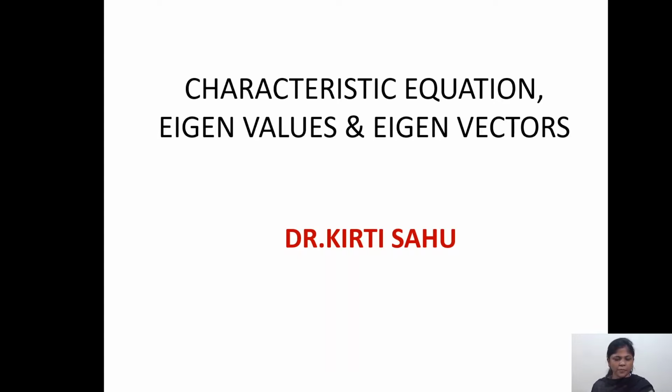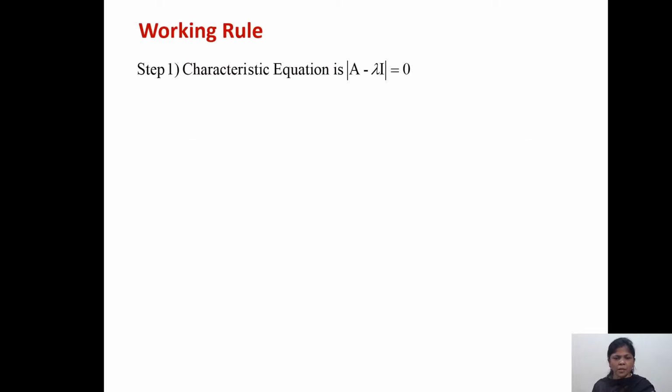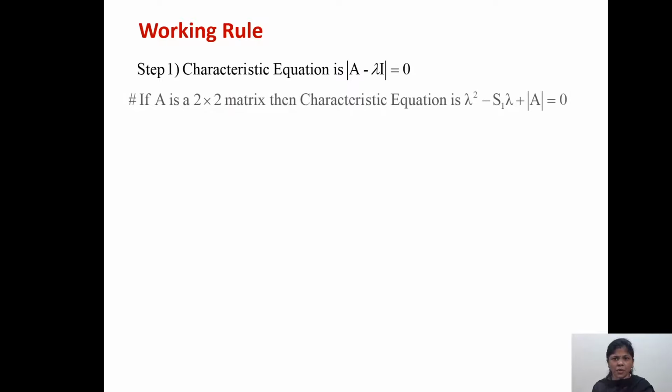So, let us first see what is the working rule to deal with the examples based on eigenvalues, eigenvectors and modal matrix. The first step is to start with the characteristic equation. As we know, the characteristic equation is determinant of A minus lambda I equal to 0.